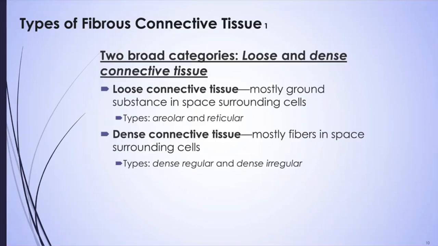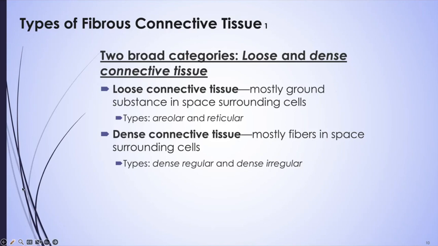All righty. Let's talk about types of fibrous connective tissue. We're going to separate them out into loose connective tissue and dense connective tissue. It's defining pretty decent. In loose connective tissue, there's going to be more ground substance, which is the space between the surrounding cells, and less of the fibers, versus dense connective tissue, which is going to be mostly fibers with less of the ground substance.